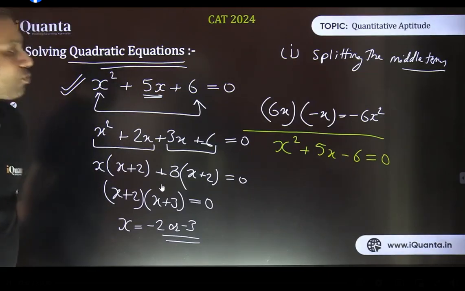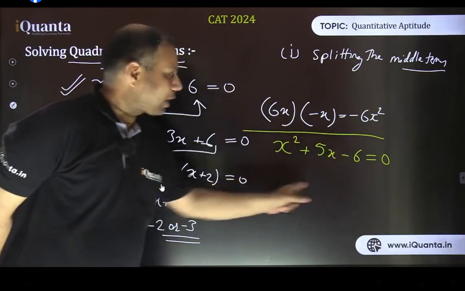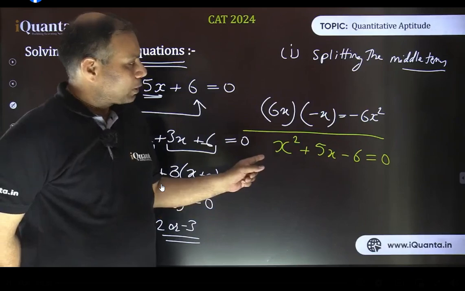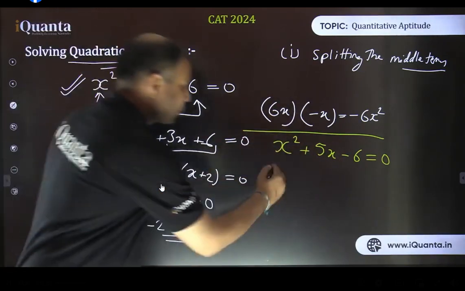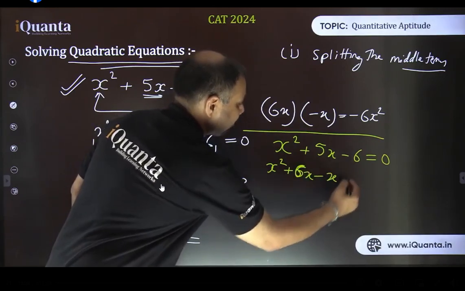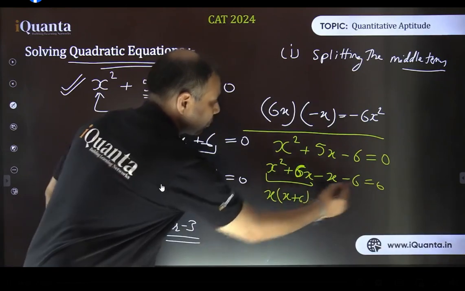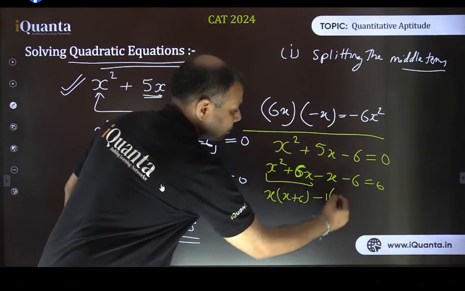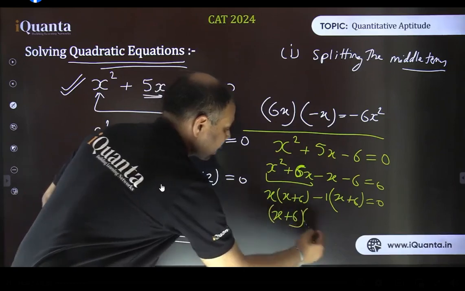Good. So this time, as someone was saying, 6x and minus x, now this will work. Because this time I want the product to be minus 6x square, isn't it? So to make the product minus 6x square, now we can split this 5x as 6x minus x. So it becomes x square plus 6x minus x minus 6 equals 0. From these 2 terms, we are going to take x common, that is x plus 6. And from these 2 terms, we are going to take minus 1 common. So it is again x plus 6. And taking x plus 6 common from both of these terms, now we have x plus 6 into x minus 1 equals 0.